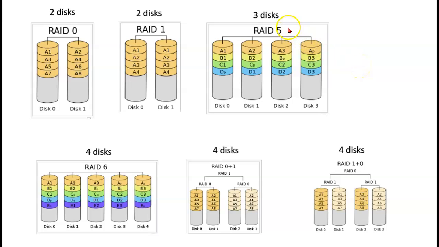RAID 5 requires at least 3 disks. Now I know that there are 4 shown here, but it only requires 3 disks. RAID 5 is striping with parity.